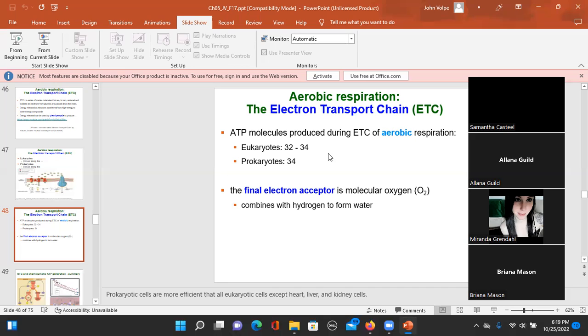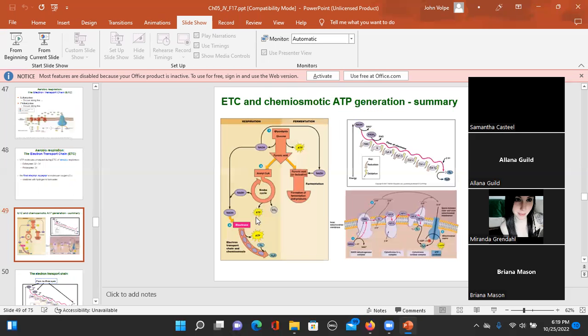And as I stated, in aerobic respiration, the final electron acceptor is oxygen. It will be converted into water, taking the electrons and the hydrogen ions to form water. Showing you actually the overview of aerobic respiration and fermentation. Here we're looking at the overview of the electron transport chain. And let's go on to the next slide where it's bigger.